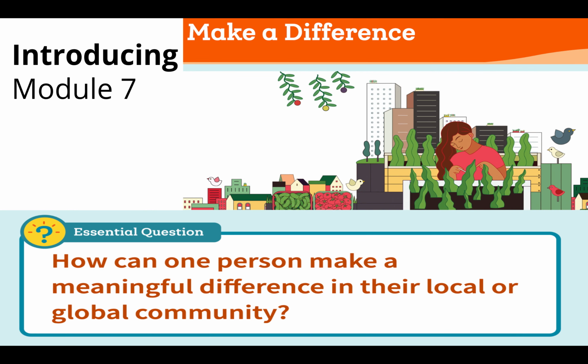We are now on Module 7, which means for the next 3 weeks, we will have this essential question to think about as we look through our story. The essential question for Module 7 is, how can one person make a meaningful difference in their local or global community?